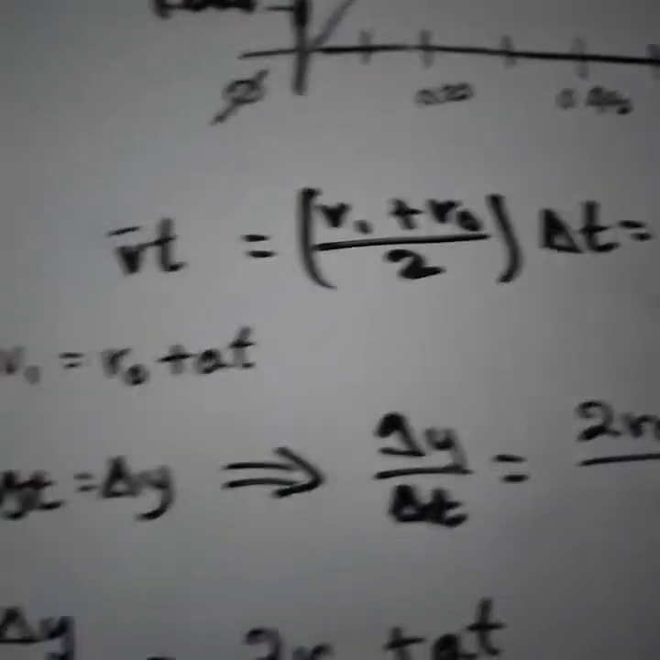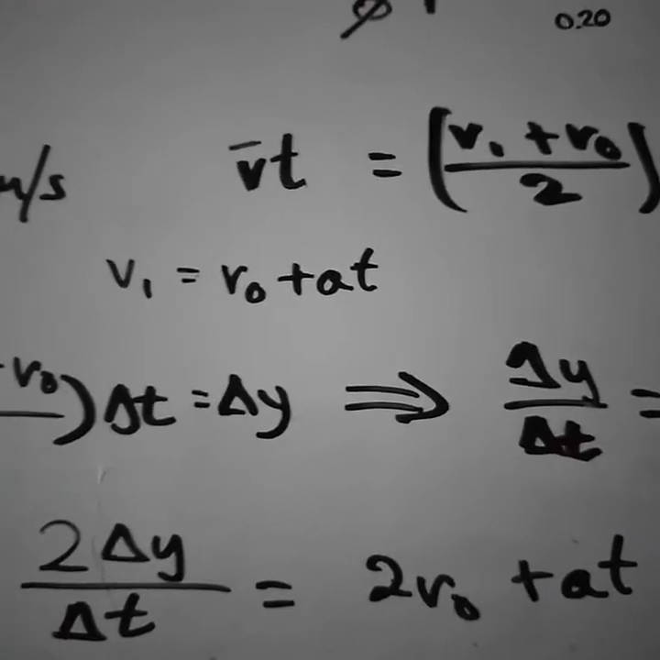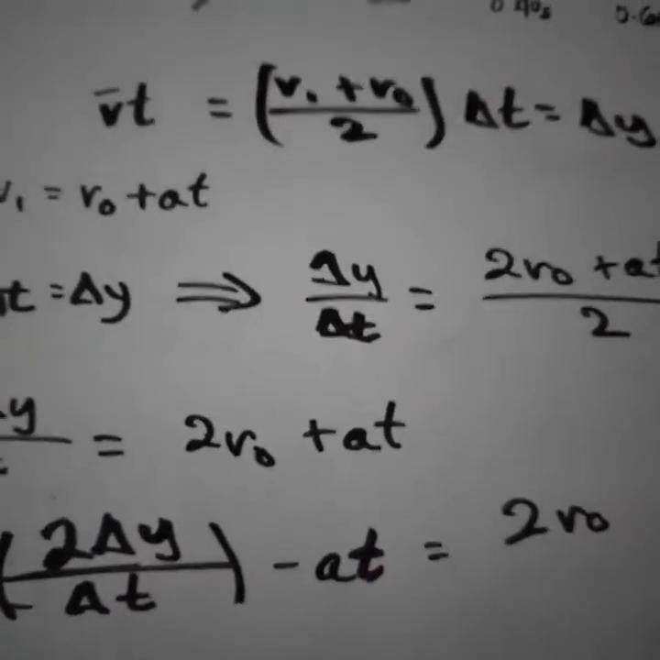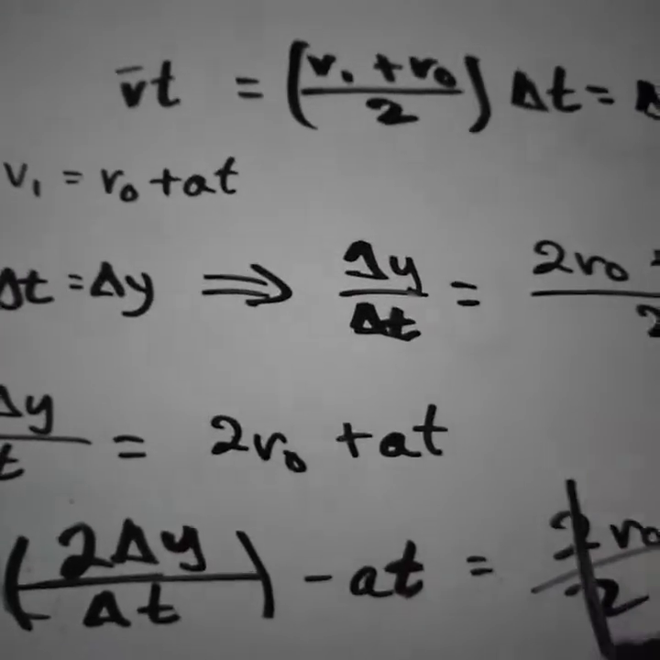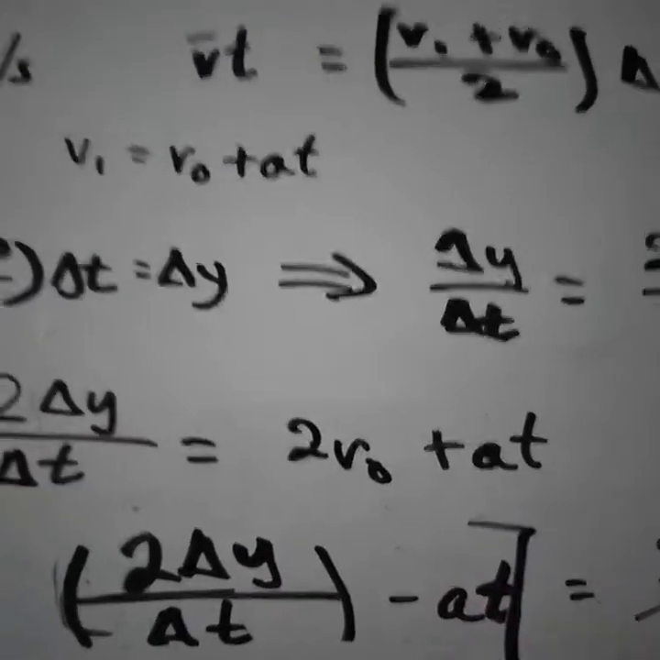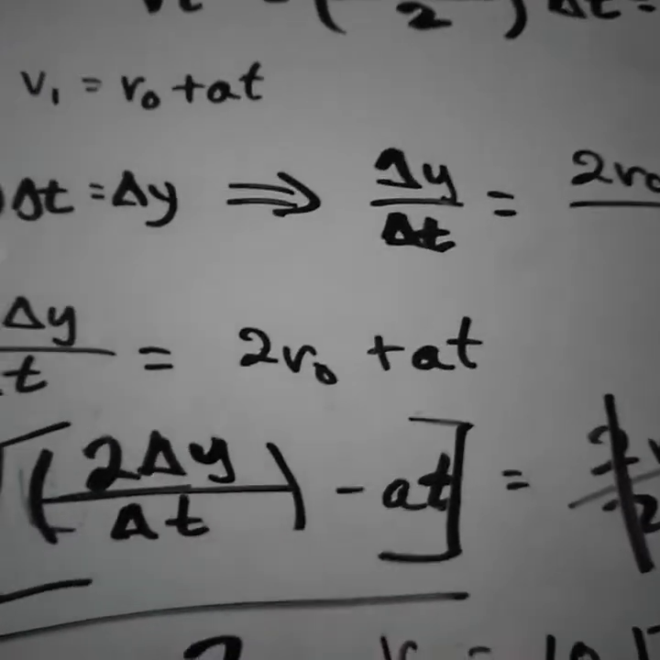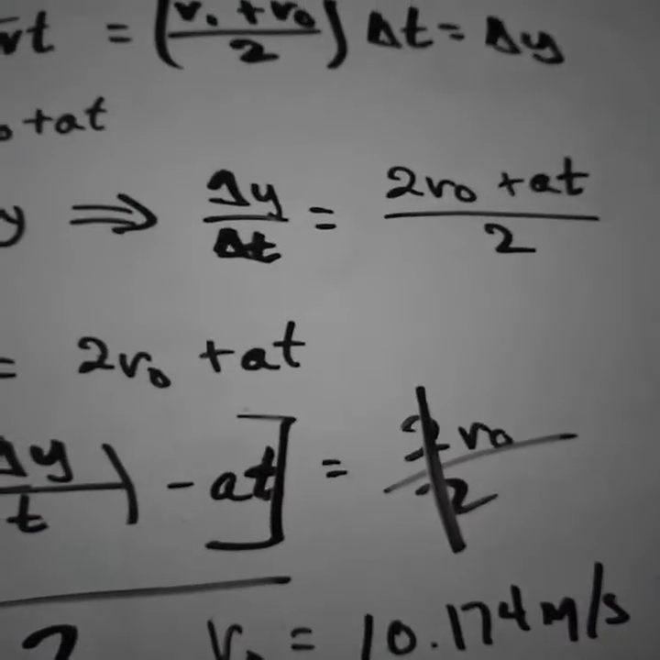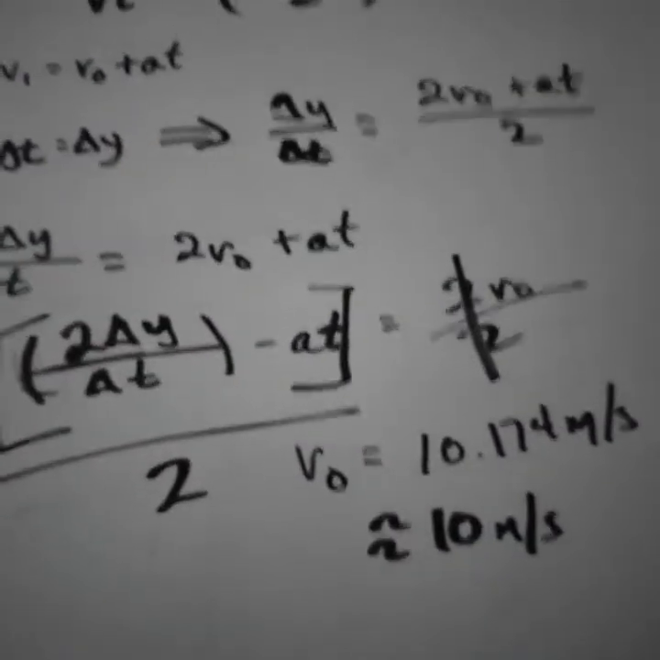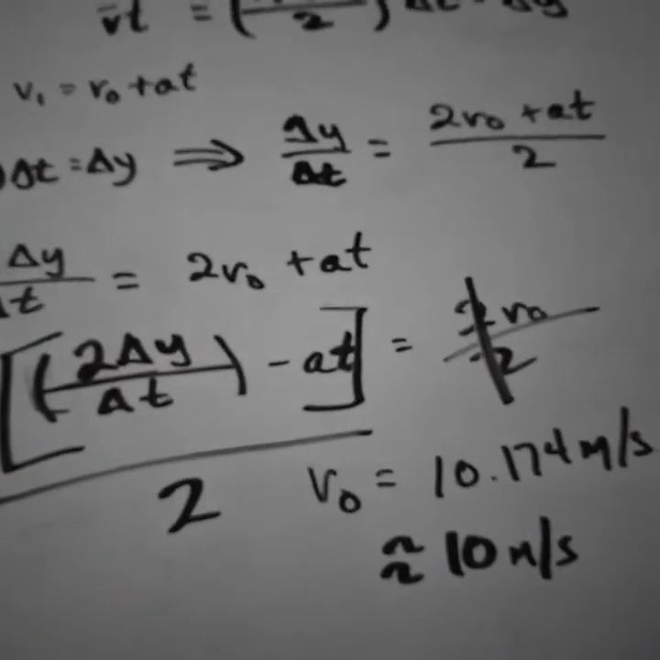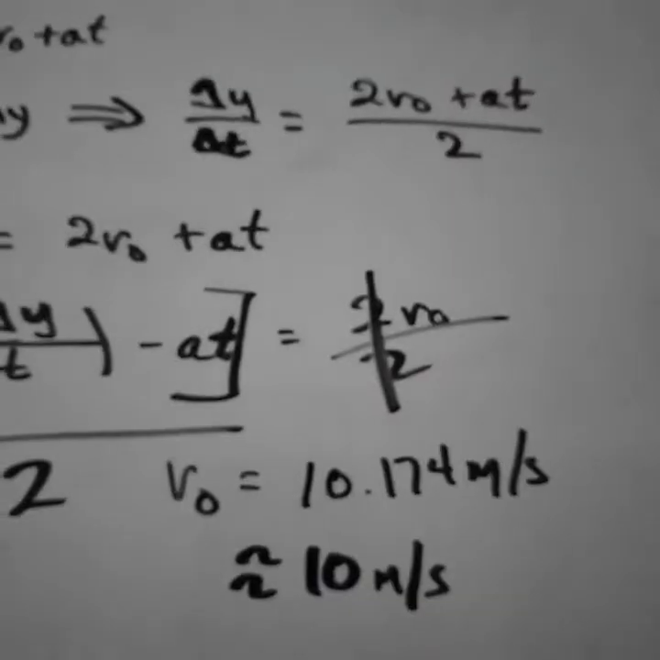So reordering this, multiplying both sides by 2, we get that. Then subtracting AT, we are left with this. Now all we're going to do is divide by 2. The 2's are going to cancel, and we're going to divide this whole side by 2, and that's going to give us initial velocity. Plugging that into a calculator, we find that our initial velocity is equal to 10 meters per second.